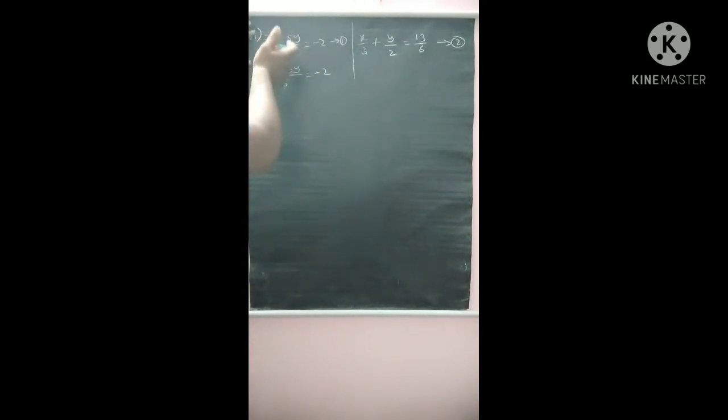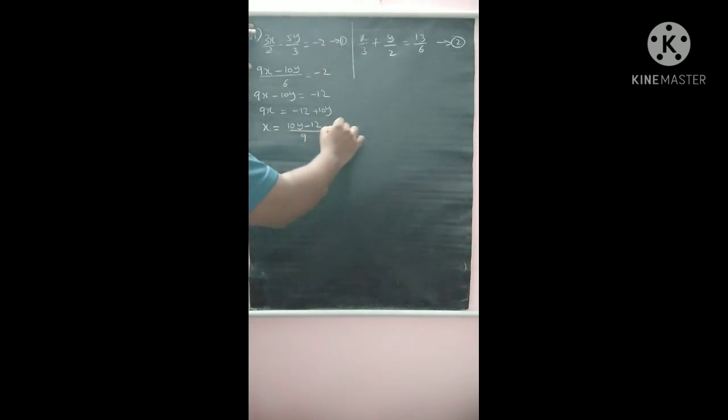So 3 will cancel 3 times. And here 3 will divide 6 in 2 times. So 2 into 5, 10. Here 3 into 3, 9. So now by this we can write 9x minus 10y equals to minus 12. 9x is equal to minus 12 plus 10y. So finally x we can write as 10y minus 12 by 9. Let it be 3.